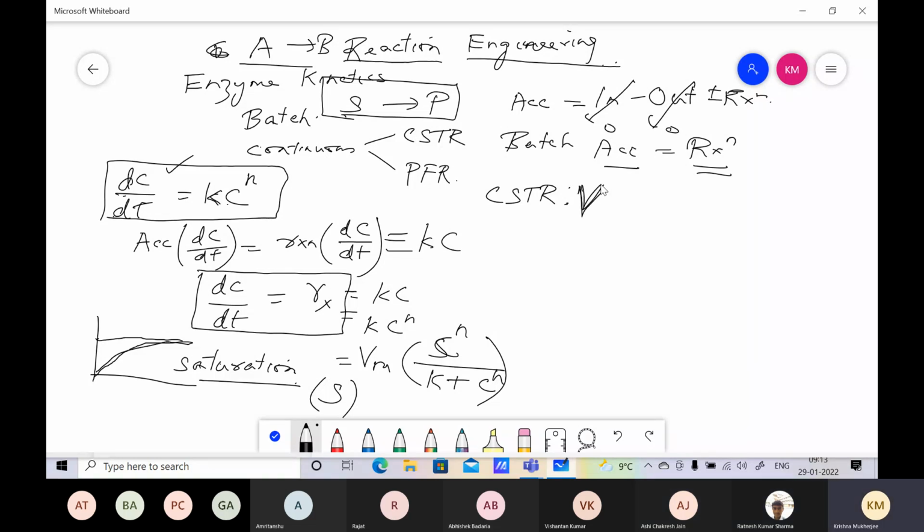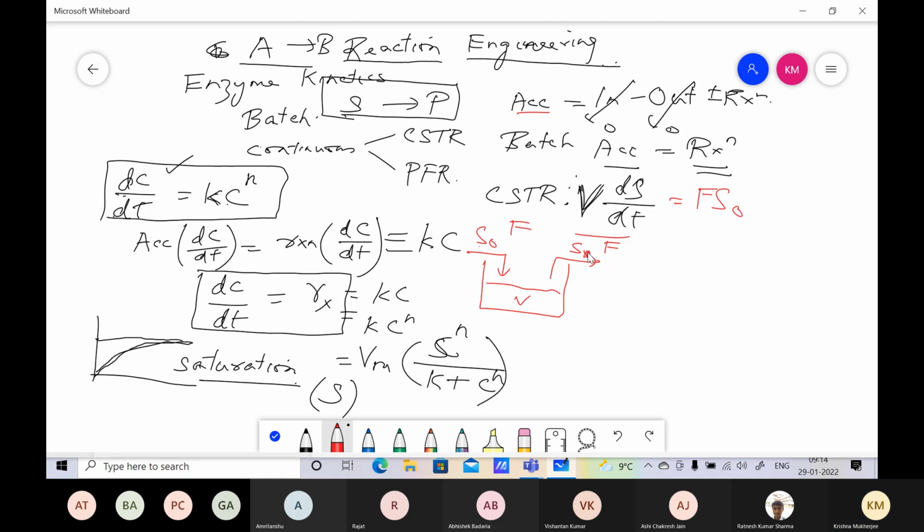Yes, sir. So it is V dS by dt, because V is the volume. This is the accumulation term. The accumulation V dS by dt is equal to F S naught minus F S, which is whatever is coming into the reactor and leaving it. S naught is coming in and S is leaving. The volume is V and the flow rate is F. The flow rate is the same in and out, because there's no change in flow rate. The substrate enters at S naught and leaves at S out.